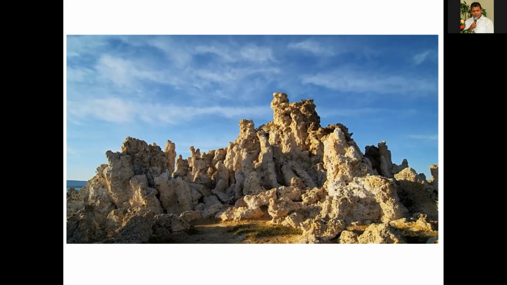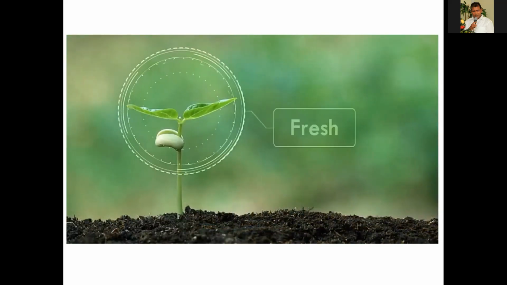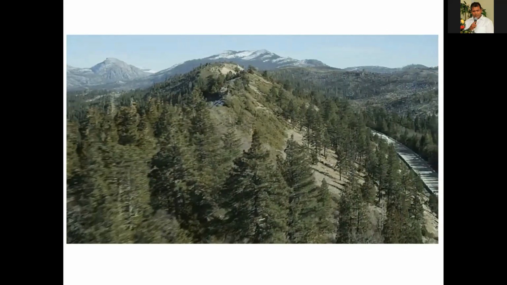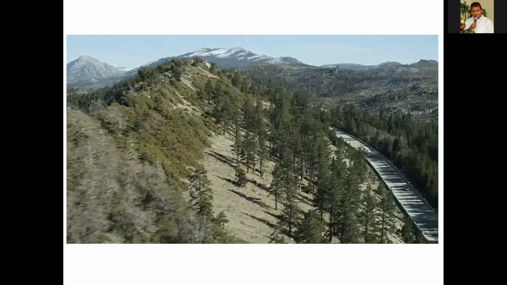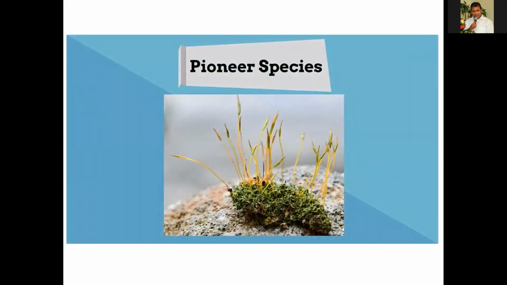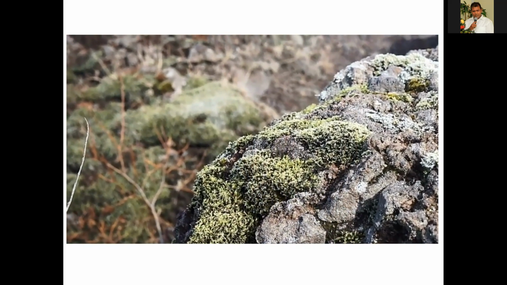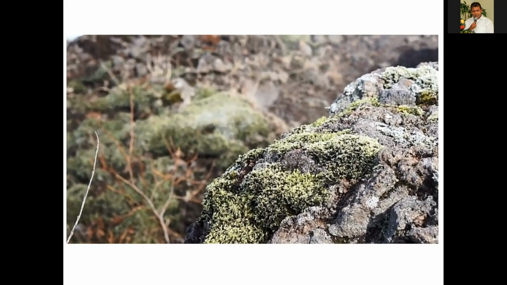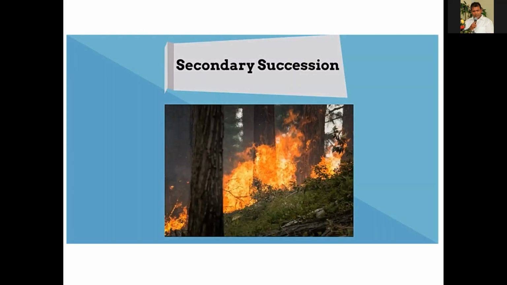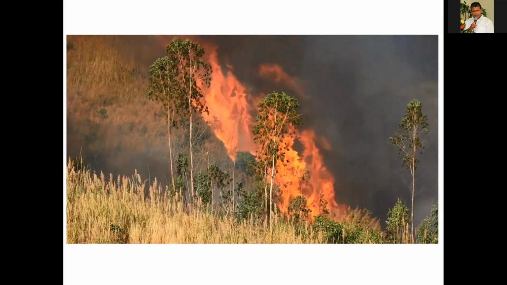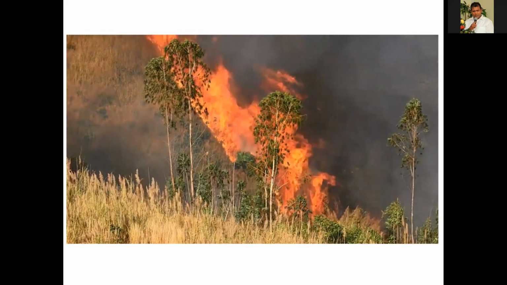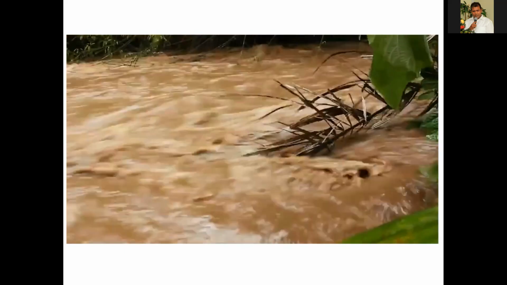Over time, dirt is formed, plants begin to grow, and a forest or a grassland may return. The first species that colonized this new land is called the pioneer species. Lichen and moss are many times pioneer species. Secondary succession occurs when an existing ecosystem has been destroyed or disturbed. They are more minor in magnitude compared to a primary succession. For example, a forest fire may destroy a large area of trees and plants, or flooding can destroy an area.